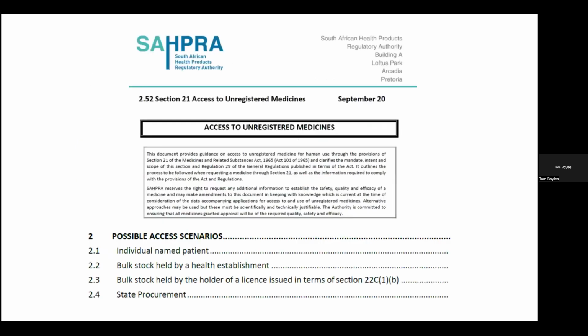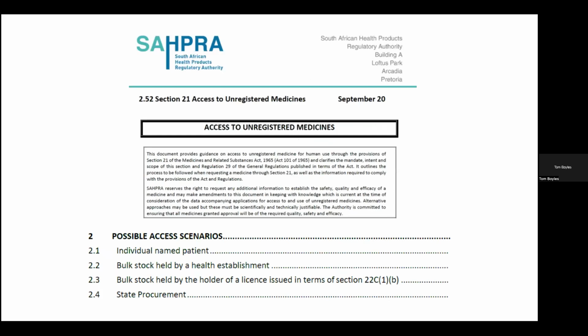Might it be possible under Section 21? Well, actually, that's very difficult. Again, Andy might be able to come and just top up my knowledge on this, but essentially, SAHPRA do not want to grant Section 21 access to unregistered medications when there is a registered medication available in the country, even though these prices are so different.